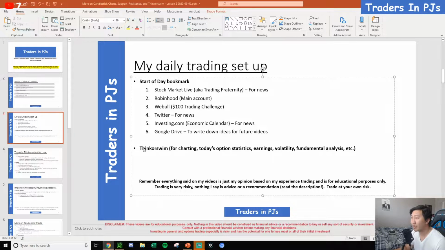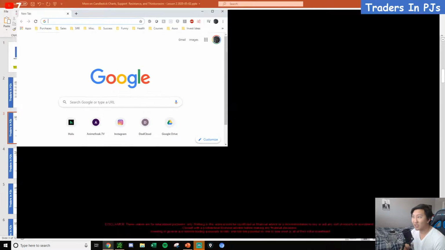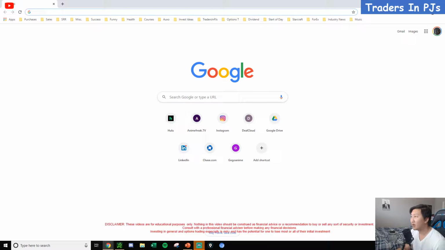So how do I do that? Pretty quickly, it's pretty easy. I just open up a new Google Chrome. If you guys don't use this feature, you can see I'm obsessed with it. It's just the bookmark feature. All I have to do is go to the start of day and open all 6 tabs that are saved in it. It goes and opens it in the exact order I want it to.